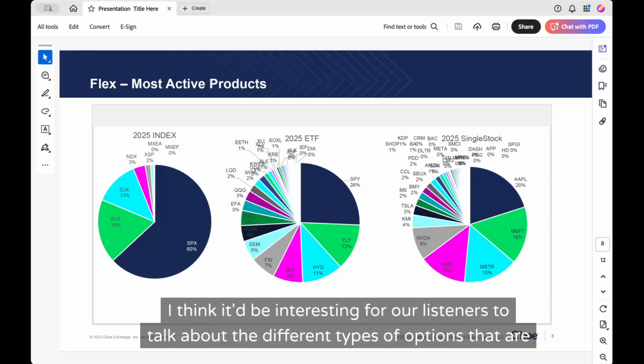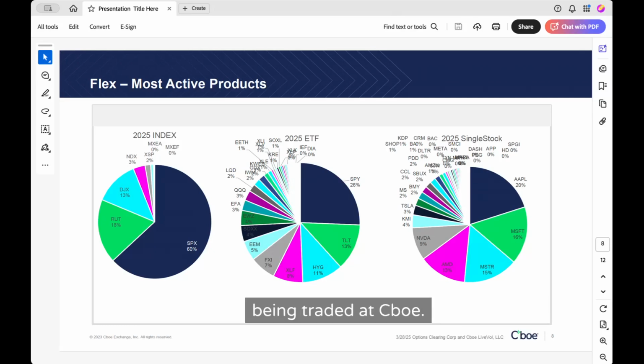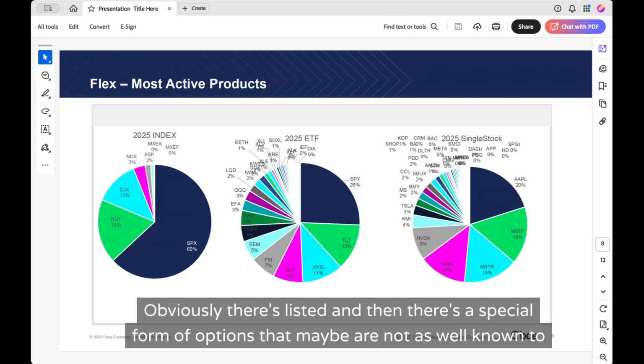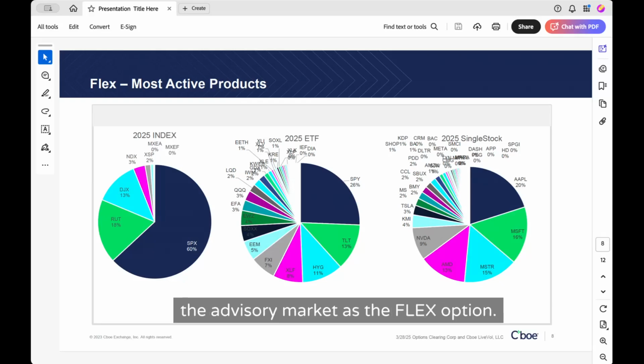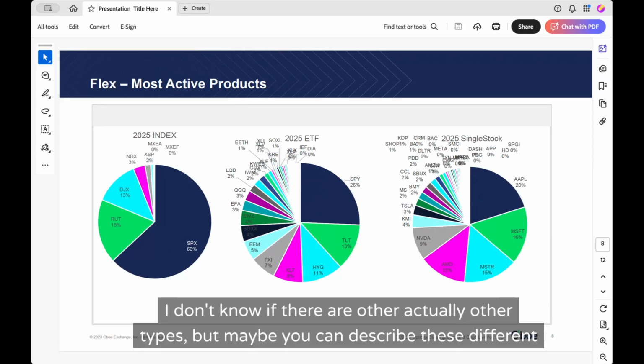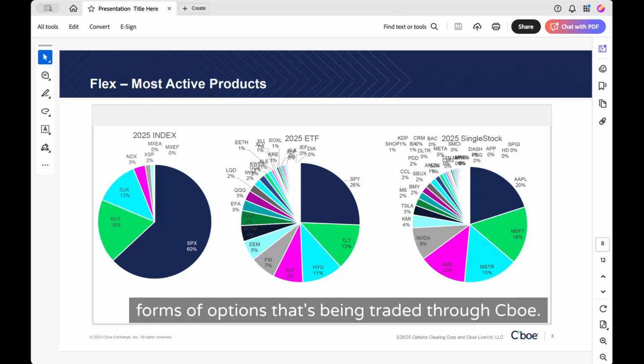I think it'd be interesting for our listener to talk about the different types of options that are being traded at Cboe. Obviously, there's listed, and then there's a special form of options that maybe are not as well known to the advisory market, which is the flex option. I don't know if there are other types, but maybe you can describe these different forms of options being traded through Cboe.